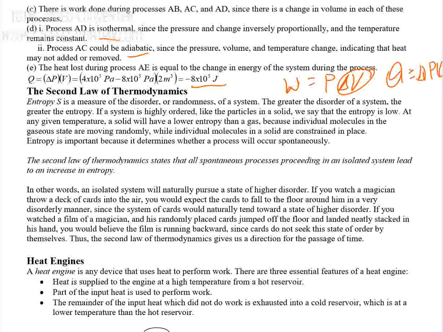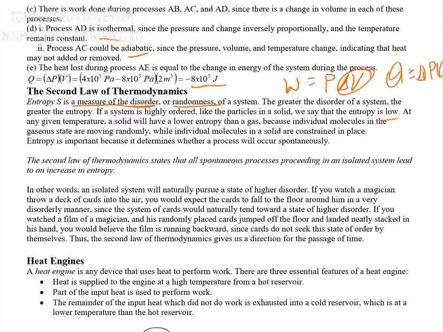Entropy, as we said, or as we saw before, is the measure of what? Disorder or randomness of a system. The greater the disorder of a system, the greater the entropy. If the system is highly ordered, like particles in a solid, we say that the entropy is low. That means it has low disorder.